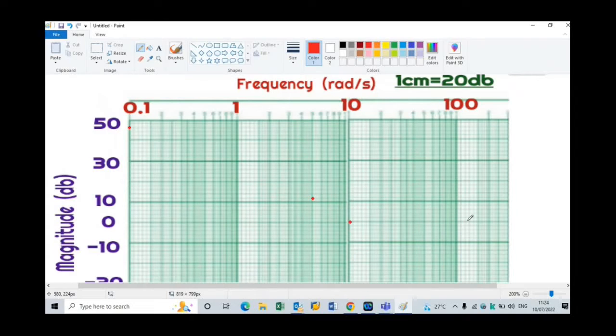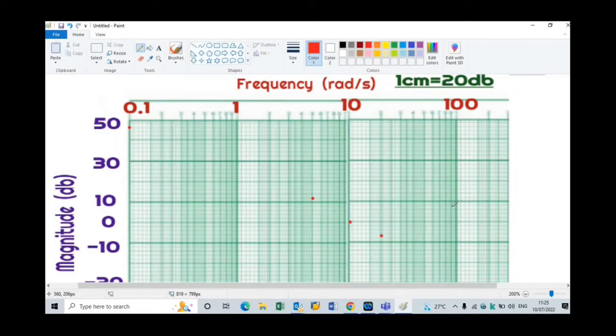Then there is 20 corner frequency. So 20 corner frequency will be in the range of 10. So this second line will indicate the 20 corner frequency. And what is the magnitude? Magnitude is for this 20 minus 6. So minus 6 means we have to take below this 0 line 3 millimeter below. So we will select here the point for 3 millimeter below.